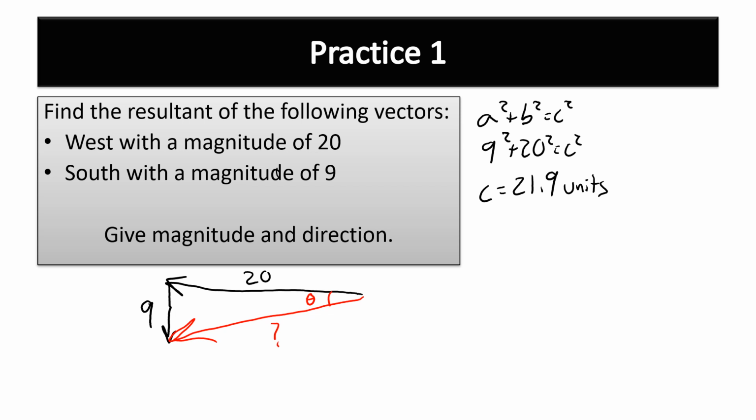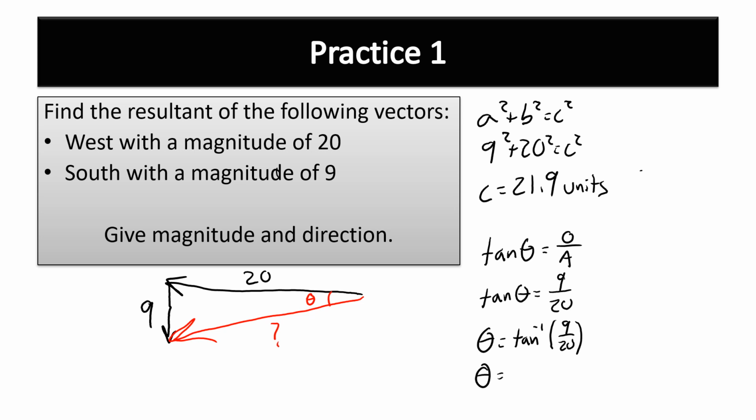And then to find the direction, if we're looking for this angle, you could do opposite and adjacent and do tangent again. Plug in your values. Do the inverse tangent, and you get an angle of 24.2 degrees. But how are you going to name that angle? That's the question. So I'll write it all out.